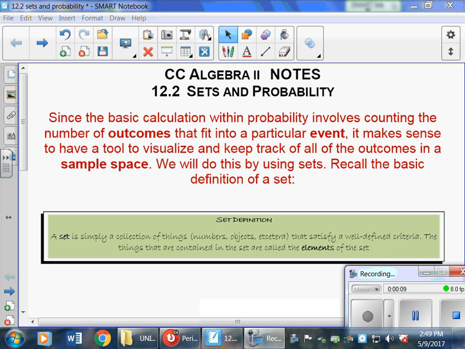Since the basic calculation within probability involves counting the number of outcomes that fit into a particular event, it makes sense to have a tool to visualize and keep track of all of the outcomes in a sample space. We do this by using sets.